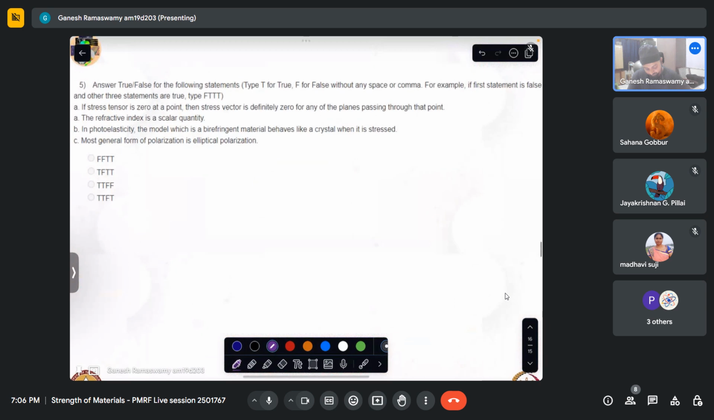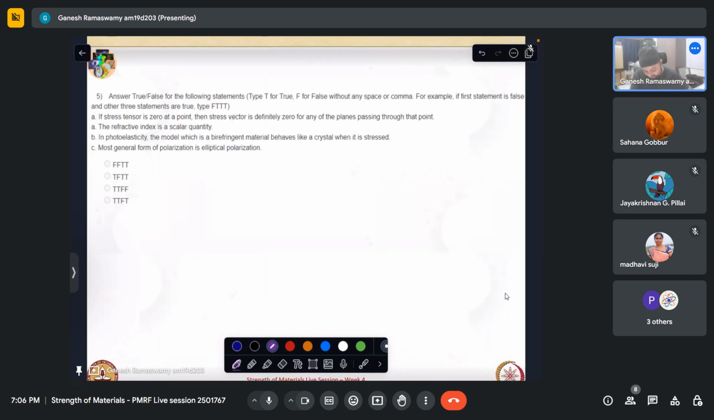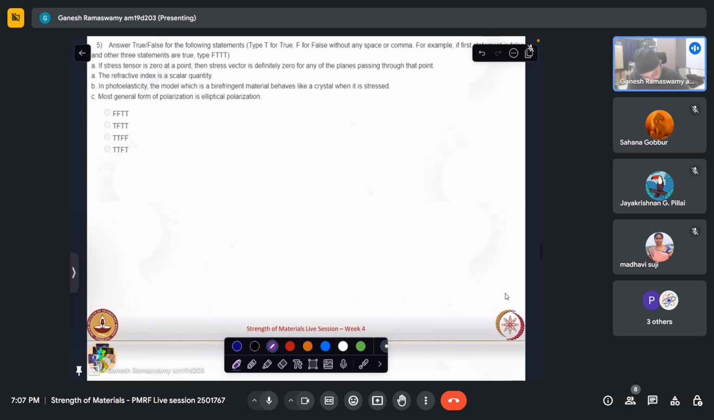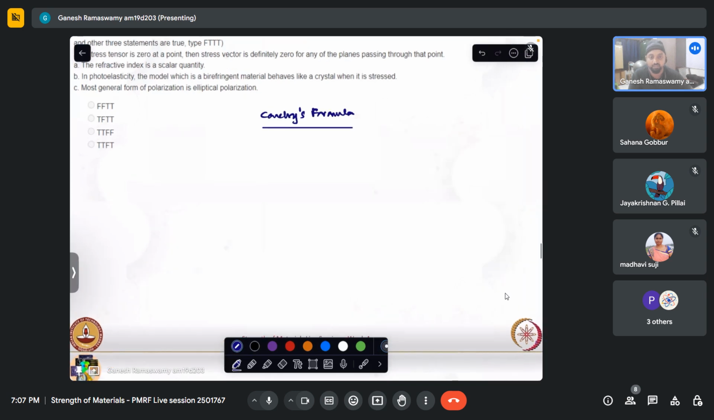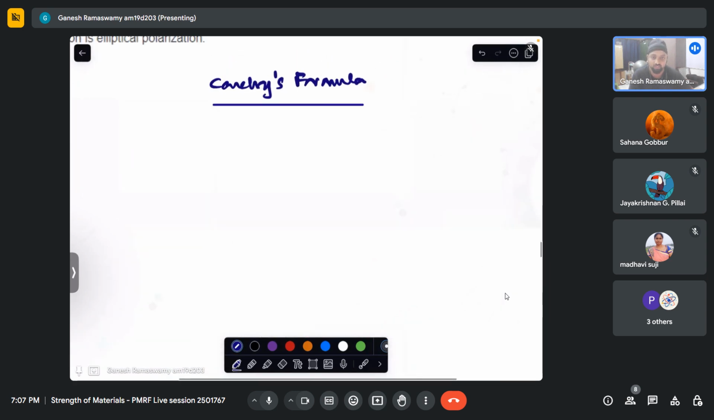Answer true or false for the statements. Option A says if the stress tensor is 0 at that point, then the stress vector is definitely 0 for any of the planes passing through that point. Is that true? From our Cauchy's formula again. There is no point in knowing this as a statement of fact. We always have our formulae given by Cauchy at our disposal. We can always apply it and see for ourselves whether this is true.